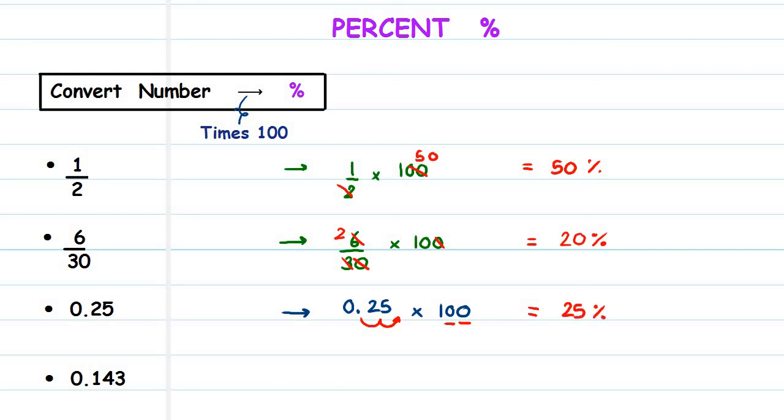How about 0.143? We can do that too by multiplying with 100. So it is 0.143 multiply 100. And since we have 2 zeros in 100, we can move the decimal point to the right twice. And we'll be left with 14.3%. So I hope we all got some idea how to deal with percent.